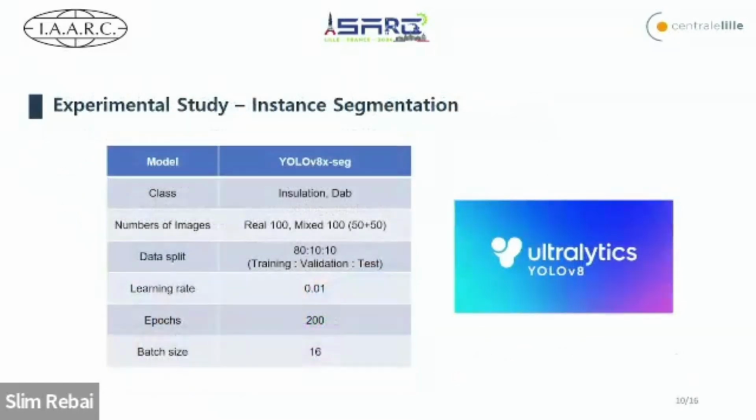We used the YOLOv8x-seg instance segmentation model, with classes insulation and dab. The number of images was 100, both real and mixed. The dataset was split 8 to 1 to 1 for training, validation, and test. Parameters for segmentation were learning rate 0.01, epochs 200, and batch size 16.